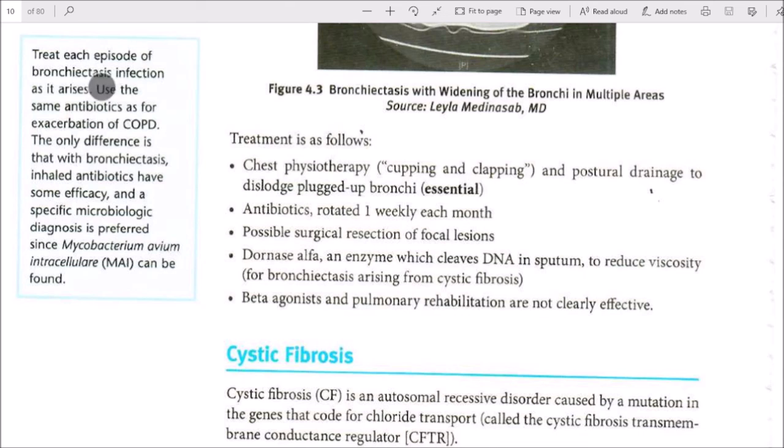Treat each episode of bronchiectasis infection as it arises. Use the same antibiotic as for exacerbation of COPD. The only difference is that with bronchiectasis, inhaled antibiotics have some efficacy, and a specific microbiologic diagnosis is preferred since Mycobacterium avium intracellulare can be found.